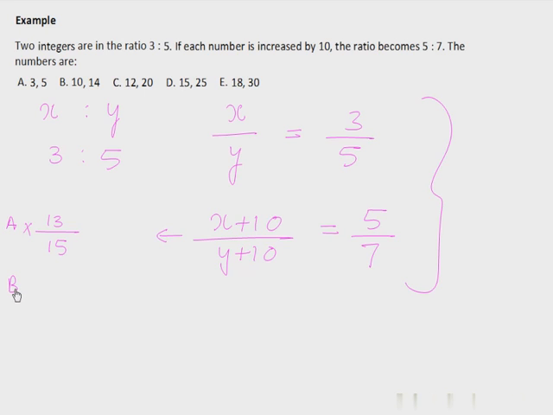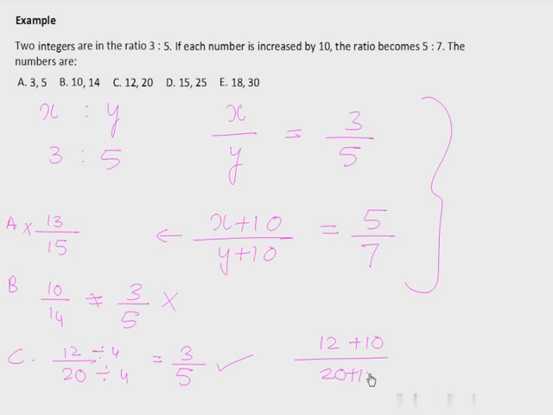What about B? B is 10 is to 14. But 10 is to 14 is not equal to 3 is to 5. So it does not satisfy the first equation. C, 12 is to 20. 12 is to 20 does reduce to 3 is to 5. I can divide both by 4. And it does become 3 upon 5. So it does satisfy equation 1. How about equation 2? For that I have to add 10: 12 plus 10 over 20 plus 10. That's 22 over 30. And that will not reduce to 5 over 7. So C doesn't work either.